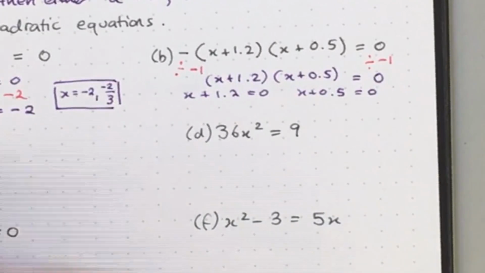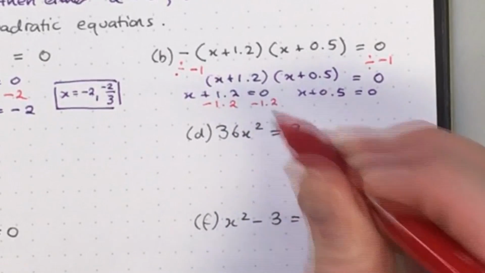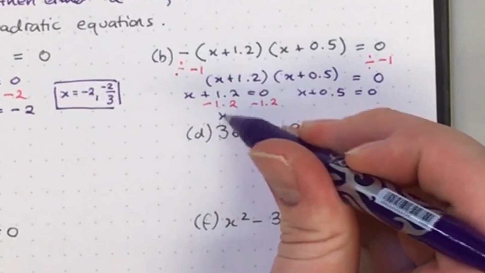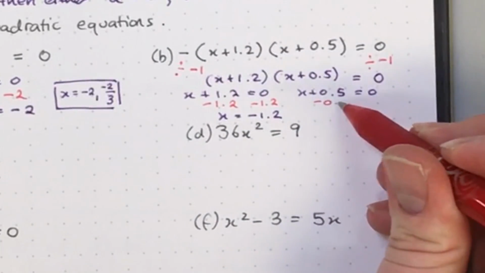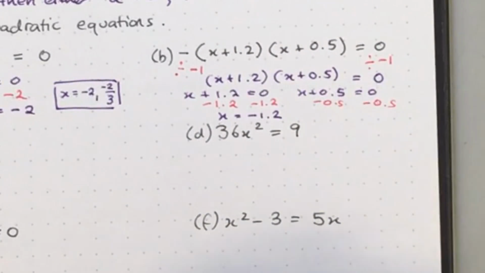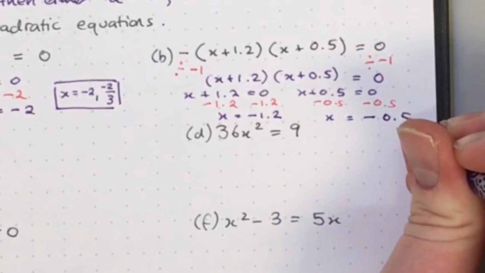And then we can minus 1.2 from both sides. And either x is equal to -1.2. If I minus 0.5 from either side, x is equal to negative 0.5.